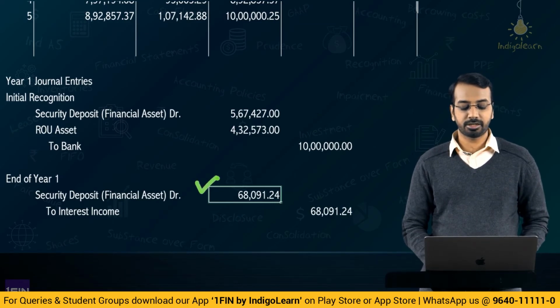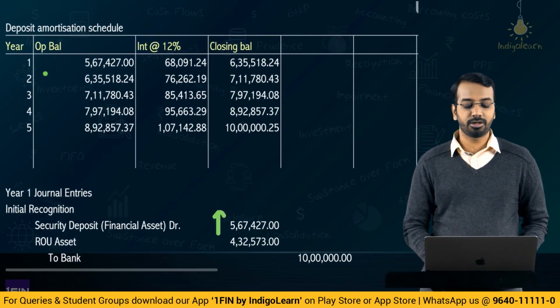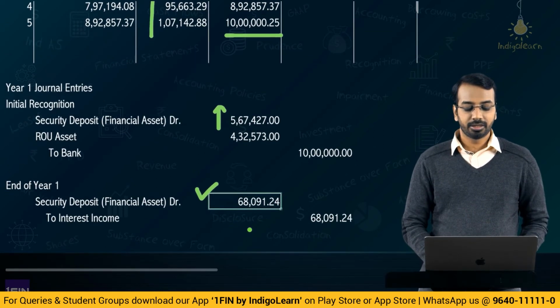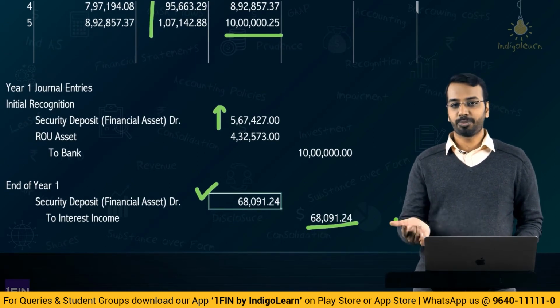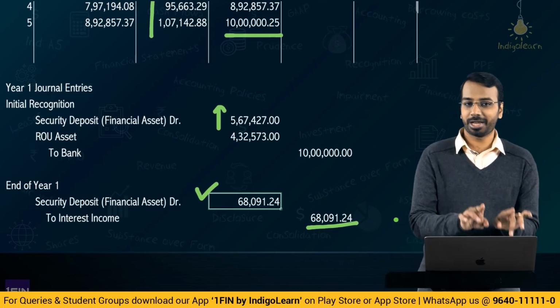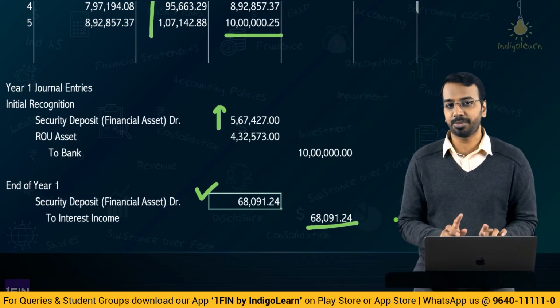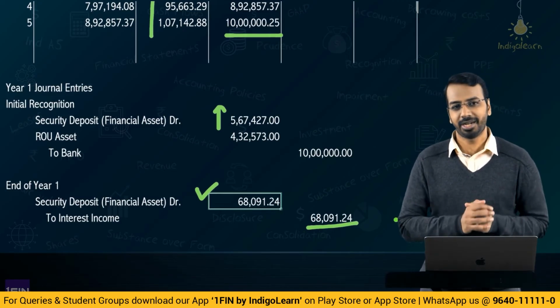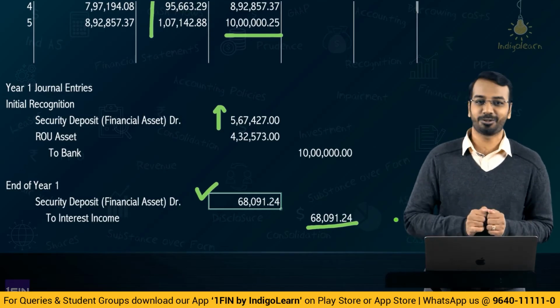When I am debiting 68,091 to the security deposit, my security deposit value increases. So, like this, every year when you add interest, ultimately the value will become 10 lakhs and the interest income will be credited to P&L. So, whenever you are following the amortized cost method, interest will have to be accounted for using the effective interest method and the interest income will be credited to P&L. Sir, will we have dividend income? Think of it and get an answer on your own.